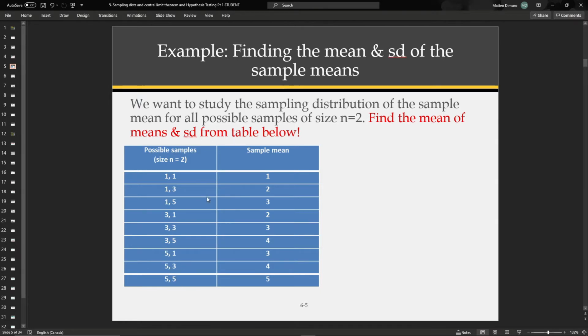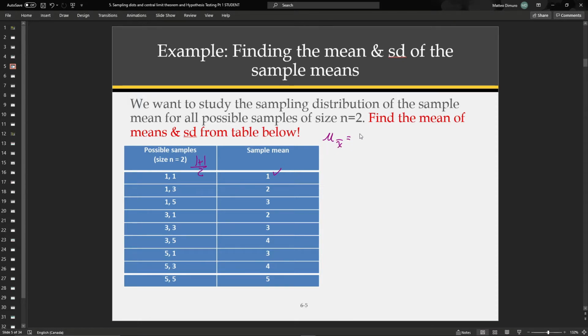Okay? And I've already gone ahead and calculated the sample mean for each scenario. So just as an example, for this first one, if you go 1 plus 1 divided by 2, you're going to get 2 divided by 2, and 1. So that's the sample mean. Okay, now we're going to find the mean of means. So we're going to use mu, because it is the population. And we're going to go, so mu of all the different means, so mu of x bar.